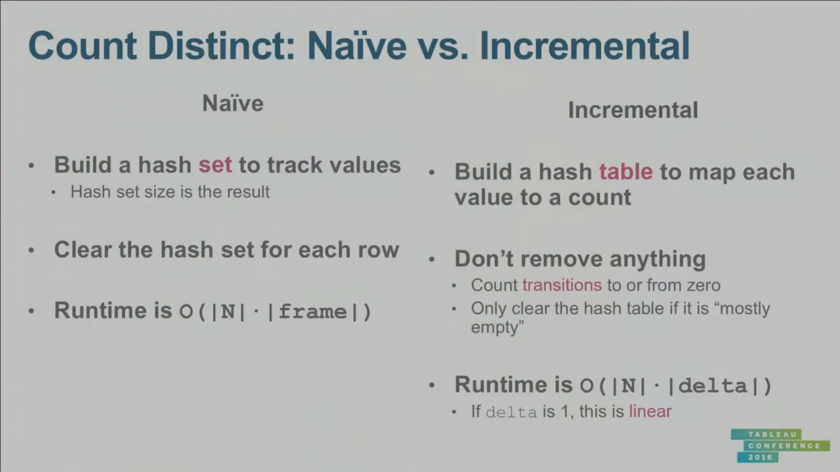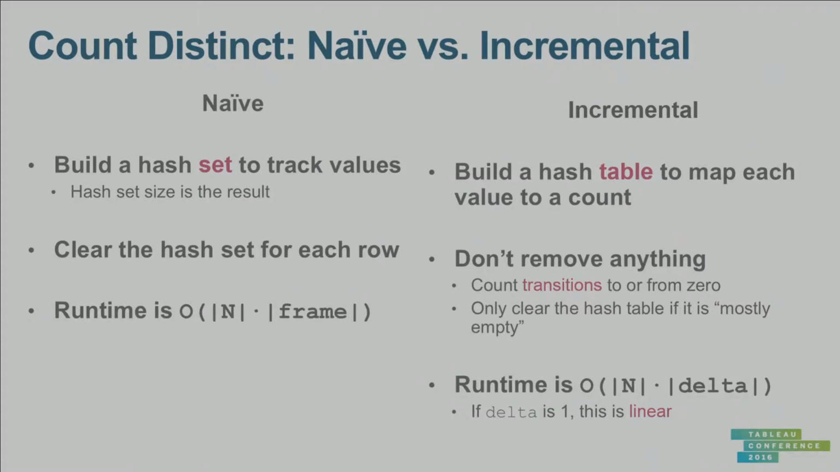So first, count distinct and mode. These are both done in a fairly similar manner. Now, the naive way of doing count distinct is that you would take a hash set. And every time you get a new value, you throw it in the set. And if it's already there, well, a hash set doesn't add anything new. It says, oh, it's already there. And then when you're done adding all the values from your window, you can just count how many things wound up in the set. And then you clear it and go on to the next frame. And the runtime for this is the number of rows you have to process times the frame size. So it's kind of quadratic, which is another word for slow.